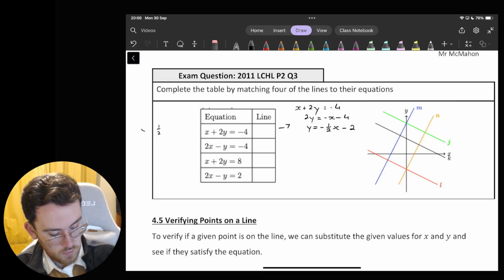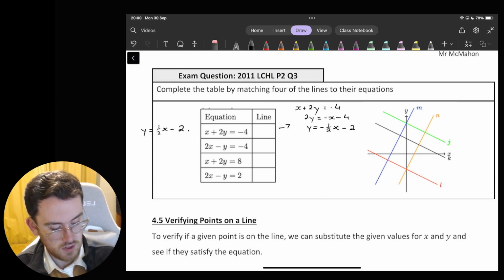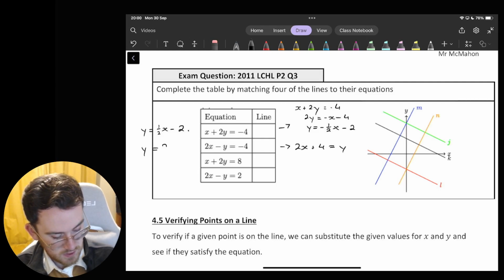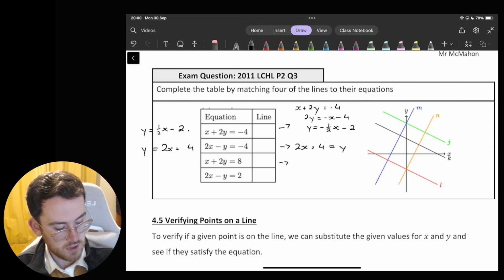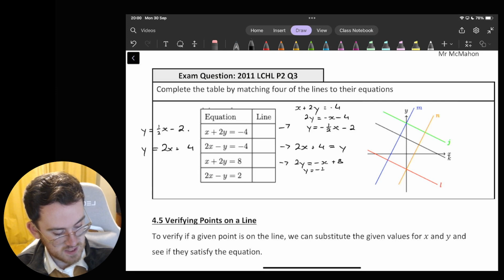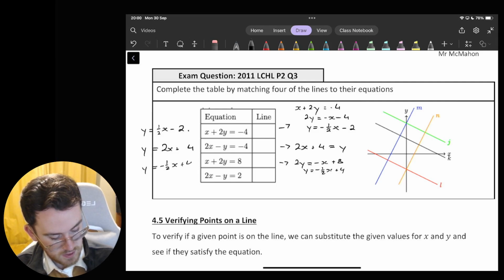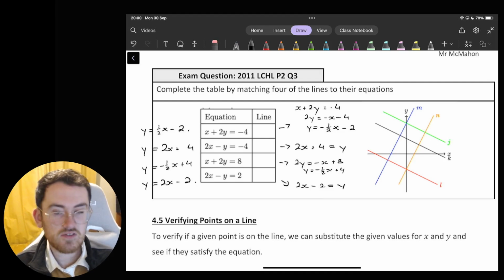Okay, so this is my first equation here. My second one here, if I bring y over to the other side, swapping the y and the 4 essentially, 2x plus 4 equals y. So y equals 2x plus 4. Similar here to what we have on the top, 2y equals minus x plus 8, y equals minus a half x plus 4. So I can write that one in. And lastly then, 2x minus 2 equals y. So I've got my 4 equations of lines here.